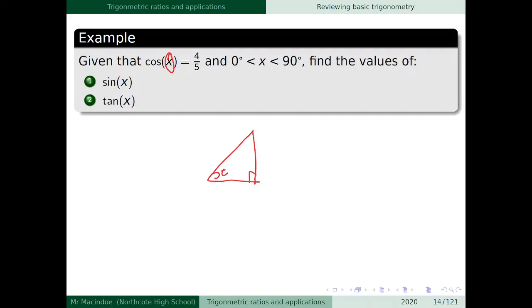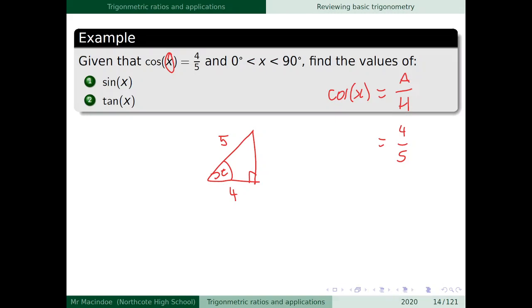So if this angle down here is x, well then I know with cos, so cos of x is CAH in SOHCAHTOA, so it's adjacent over hypotenuse. So I know my adjacent must be 4 and my hypotenuse must be 5. So this length must be 5 and this length must be 4. Now that is useful for working out sine because I can use Pythagoras to get the other side length.